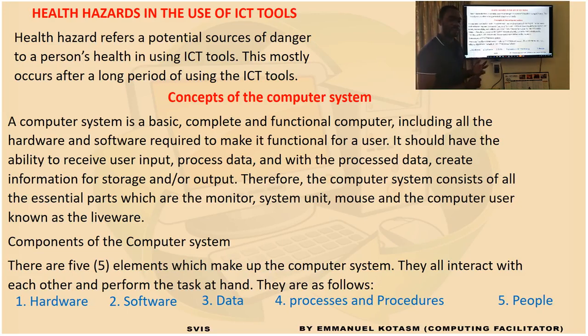Software. We said this consists of written instructions which perform a specific task. We have data. We say data is raw, unprocessed facts. When data is processed, we have the information, and we have processes and procedures. And finally, we have the people, which is known as the liveware.